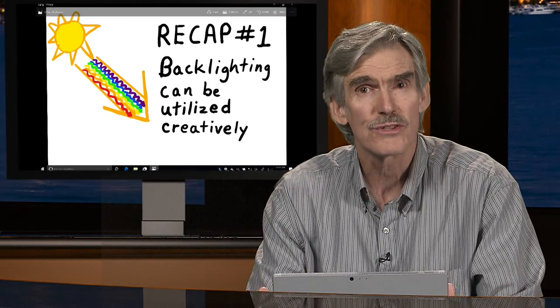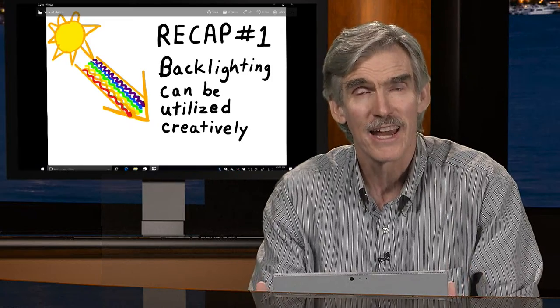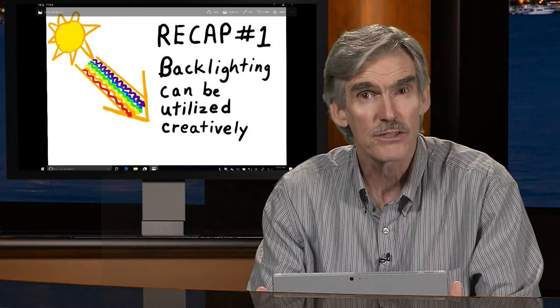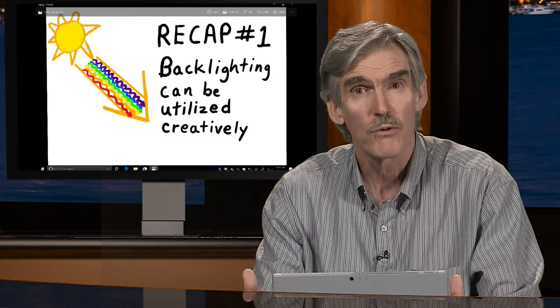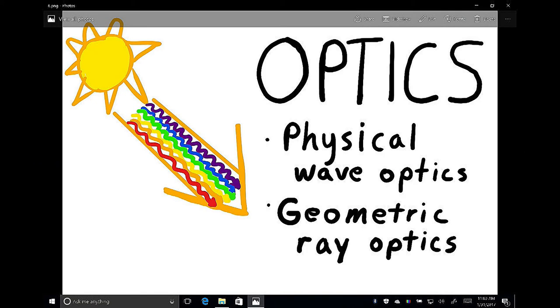Also, you can use backlighting as a halo effect over the tops of buildings. And you can also use backlighting to create semi-silhouettes and full silhouettes with, again, the sun illuminating the object from behind. Well, that's the end of our recap of the first episode, so now we're ready to get started on the topic for today. So let's begin by talking about optics.